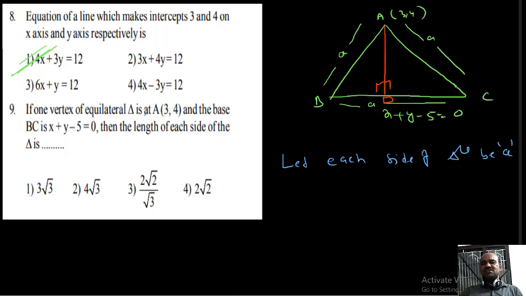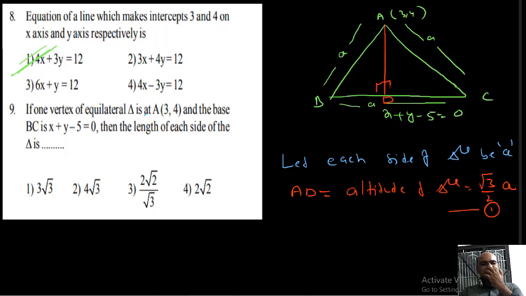What I can say, D is the midpoint of BC, and AD is the height or altitude of the triangle. I will write AD equal to the altitude of the triangle, which is root 3 by 2 into side. This is the formula to find the altitude of an equilateral triangle. Okay, students, so let it be equation 1.